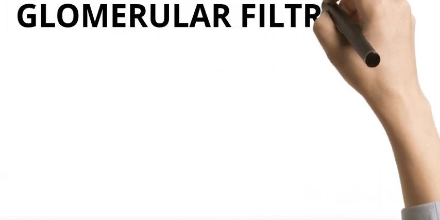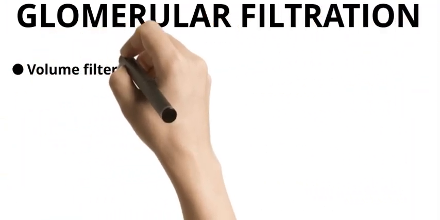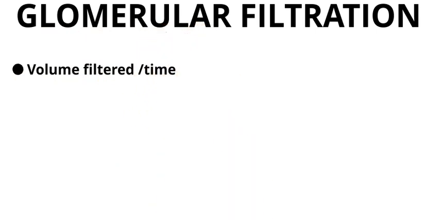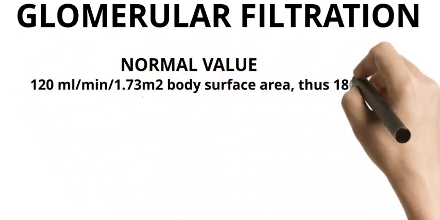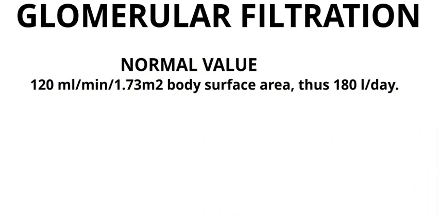Let's talk briefly about the glomerular filtration. The volume of liquid that is filtered per unit time in the glomeruli is what is expressed as the glomerular filtration rate. The physiological value, or the value for a healthy person, is 120 mL per minute, which can also be expressed as 180 liters per day.